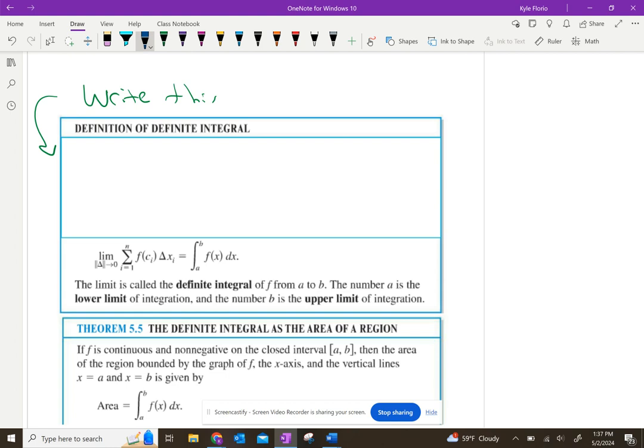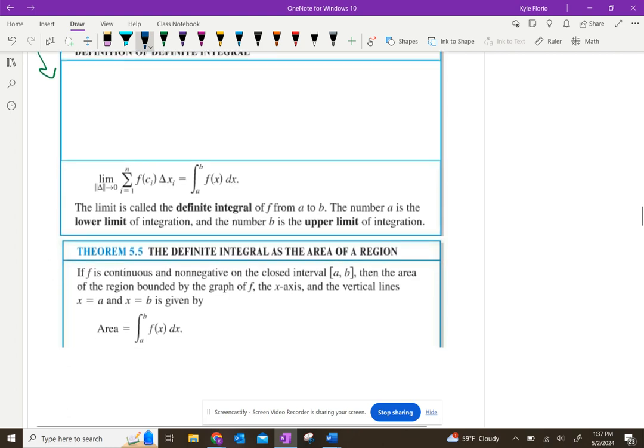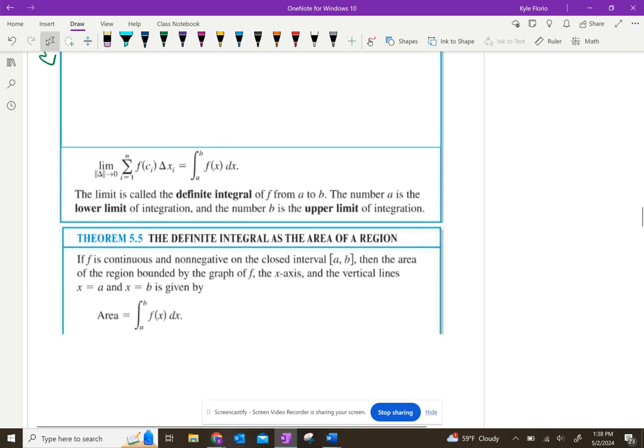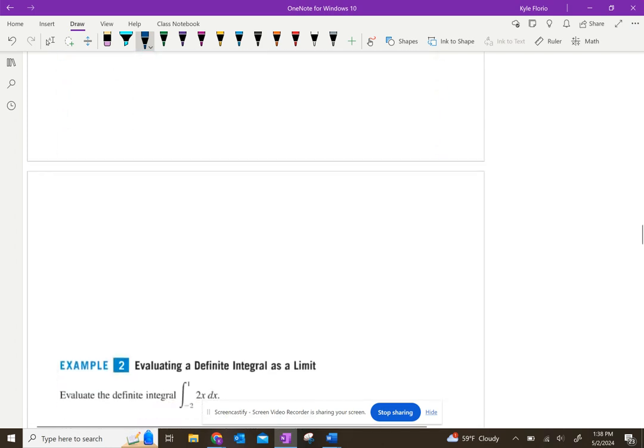Take a minute to pause the video and just copy this down. And additionally, theorem 5.5, the definite integral as the area of a region. We can use this to find the area if f is continuous and non-negative on the closed interval. Then the area of the region bounded by f, the x-axis, and the vertical lines at a and b is given by this symbol here. So this is how we can find the area of a function. You just take a Riemann sum from a to b and do what we've been doing.